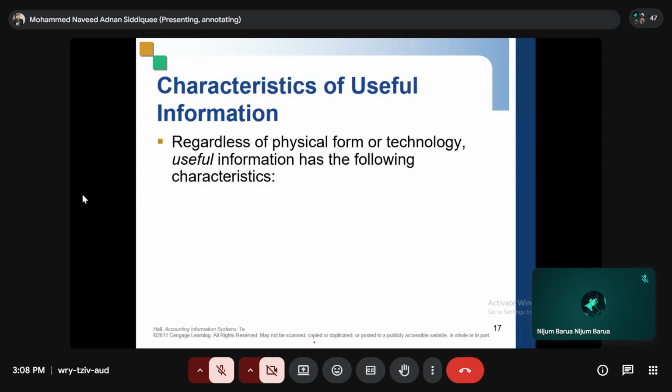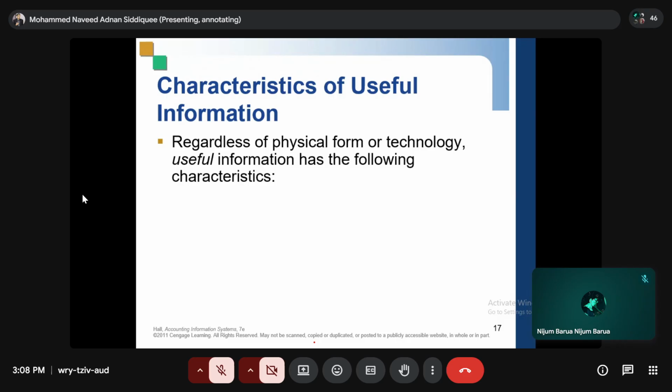Right. So now, any information system does three things. One, it collects data. Second, it processes the data. Third, it communicates the data. Now, it processes the data into information. So the accounting information system will process the data into information.